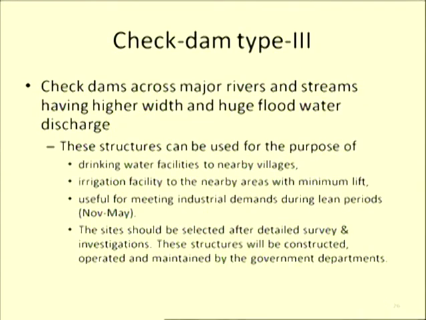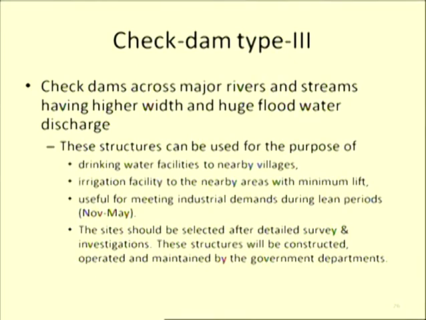This is the third and last type of check dam. These check dams are built across major rivers and streams having greater width, and they use flood water discharge. The earlier two are comparatively smaller, but for this type 3 we need to take precautions while constructing.